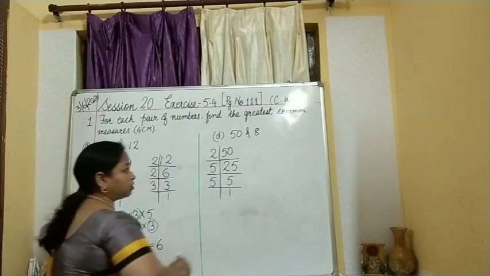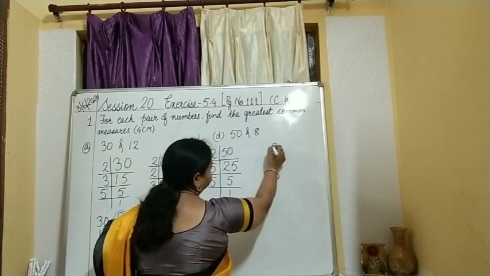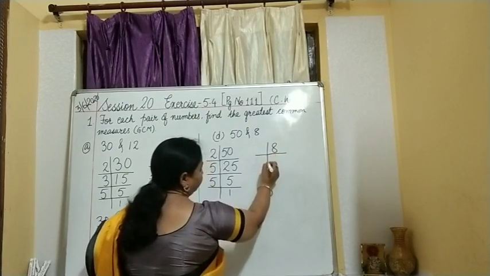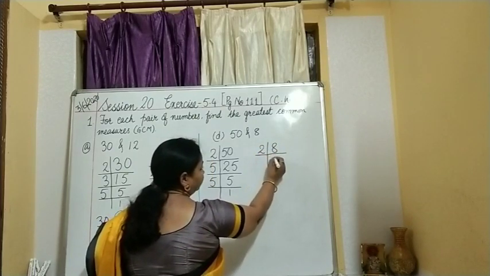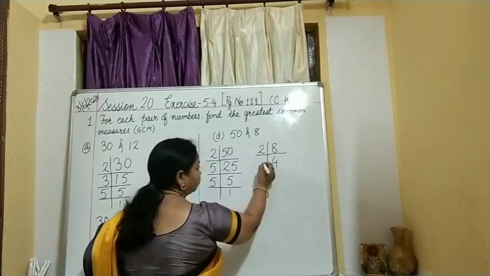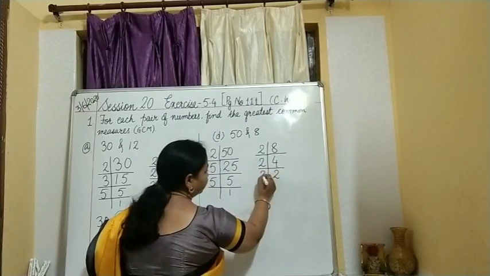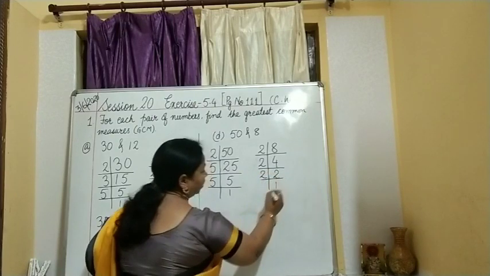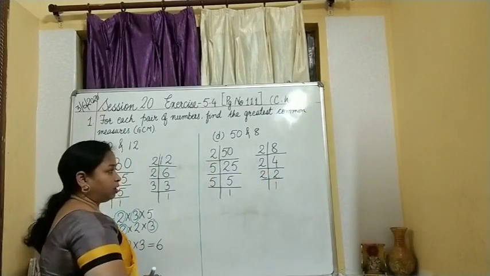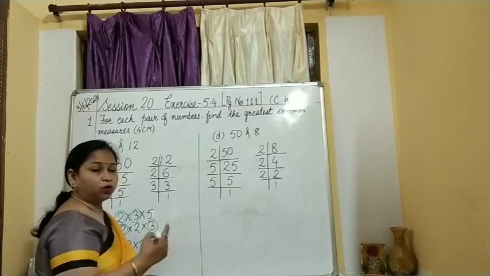Okay. We have got this. Then 8. Start dividing 8. It will be divided by 2. You will get 4. Divided by 2. You will get 2 over here. Divided by 2. You will get 1 over here. Completed. The moment you complete it, what is the next step?